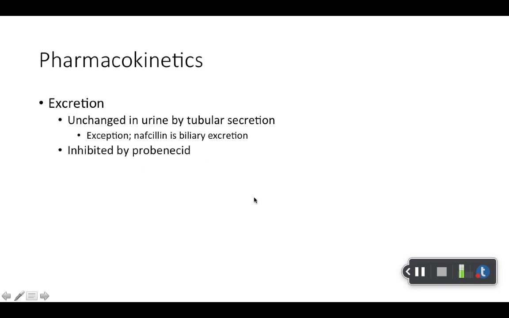Excretion, this one is just FYI, don't worry about it, other than there is the potential for a drug interaction with probenecid. We'll see later in the GU module, I think, or maybe not. I forgot which module it's in. Don't quote me on that. But probenecid basically is a gout medication that's used sometimes, and so there's an interaction with antibiotics.